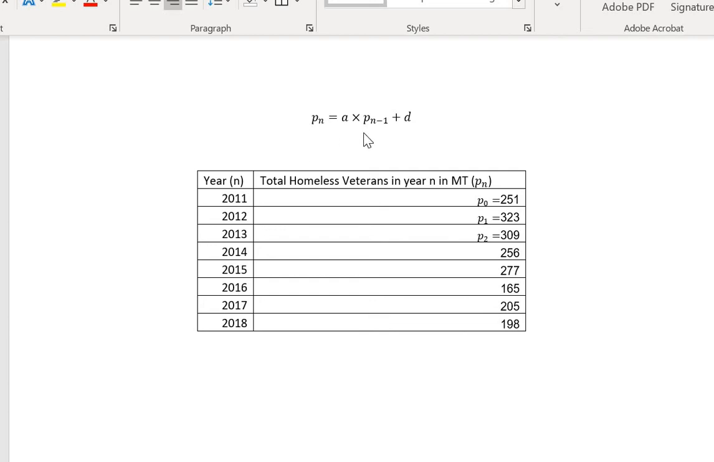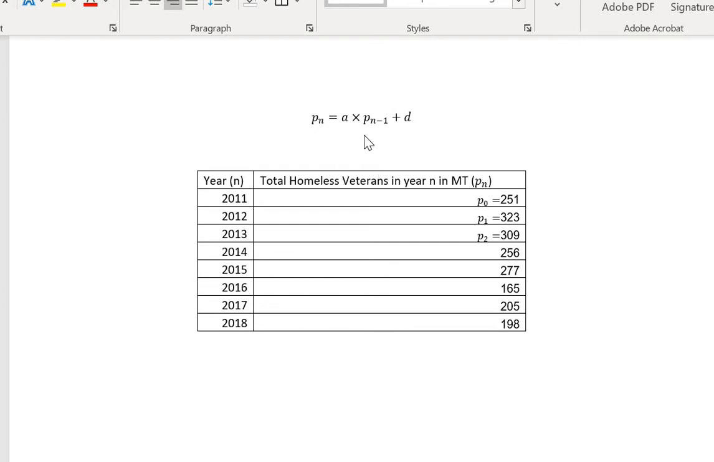All right, let's start with this equation up at the top. P sub n is equal to A times P sub n minus 1 plus D. That's the shell model that we're going to be using for all kinds of different applications, at least for a month, maybe a little bit more. And not all things can be modeled with this. It's just a really nice model to start out with because it's easy to use.